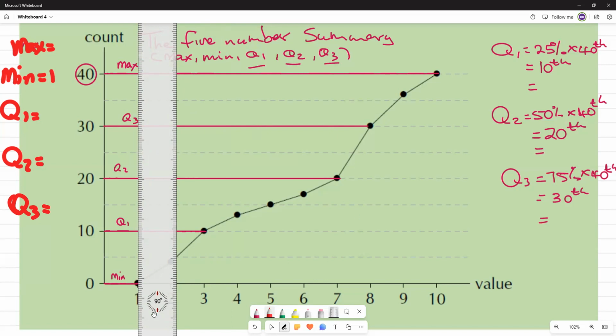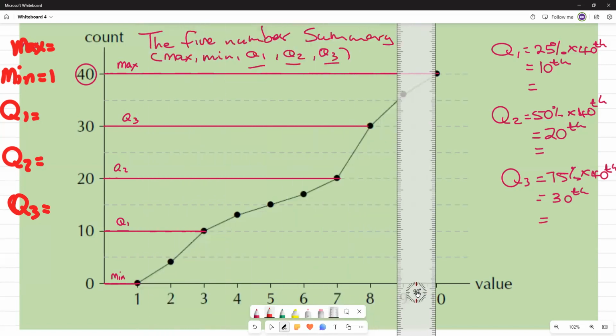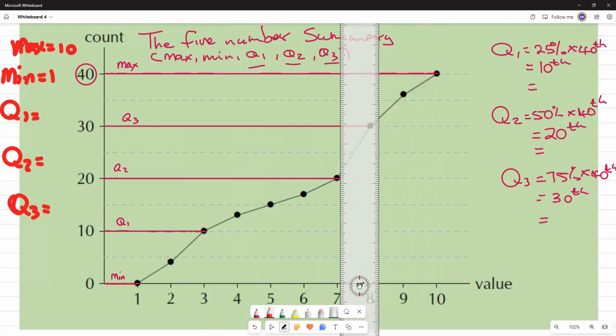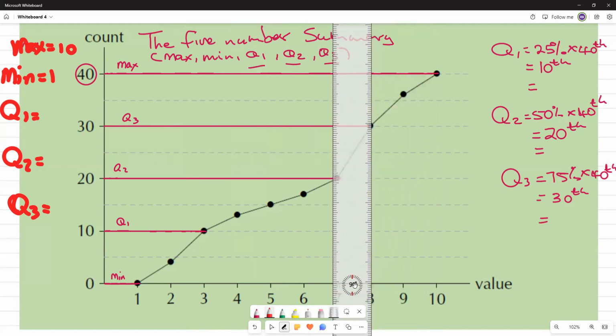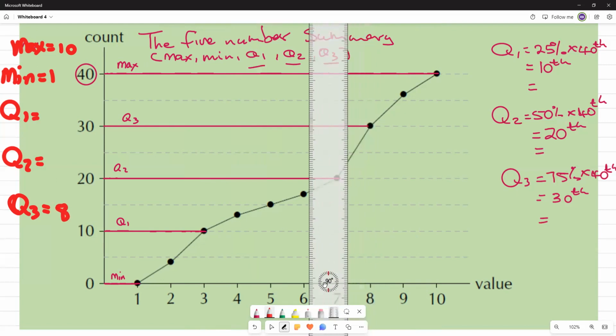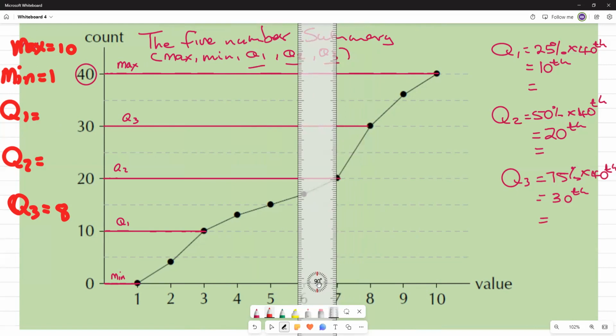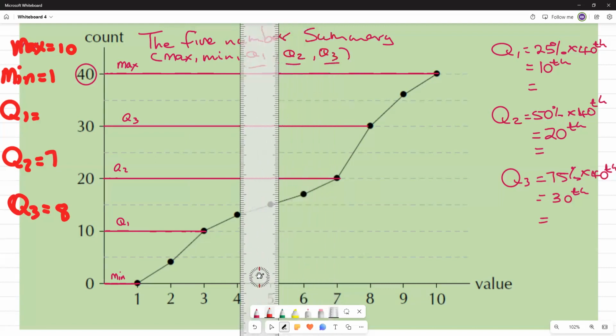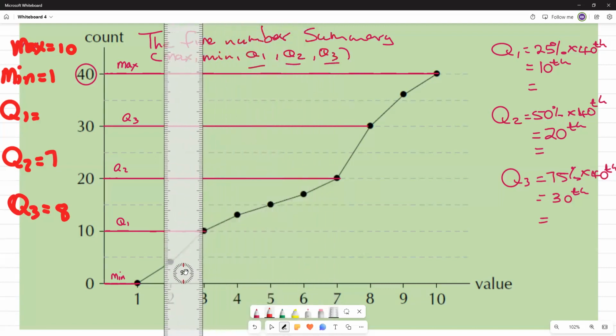Now let's go get the maximum. You go to where the max line is. The maximum is 10. So the maximum value will be 10. Then the Q3 will be 8. We can all see that that dot there is aligned with 8. And then Q2 will be 7. And then Q1 will be 3. And that's your 5-number summary.